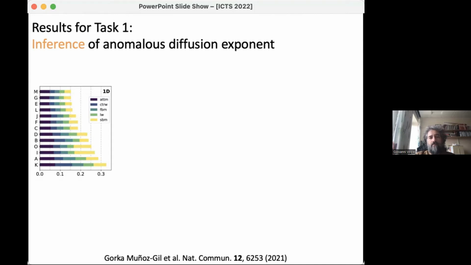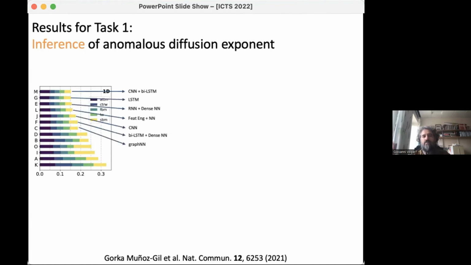This is about inferring the anomalous diffusion exponents. And you see that obviously in this case, we use the mean absolute error to decide how good a certain result is. Therefore, the smaller this bar, the better the result. And what is important to see, the conclusion we get here, is that all the top methods are essentially based on neural networks. So all of these are different flavors of neural networks.